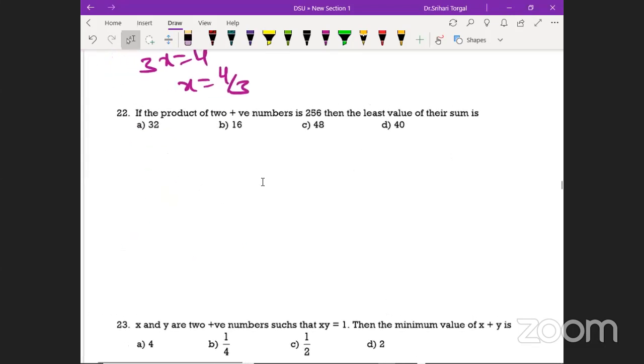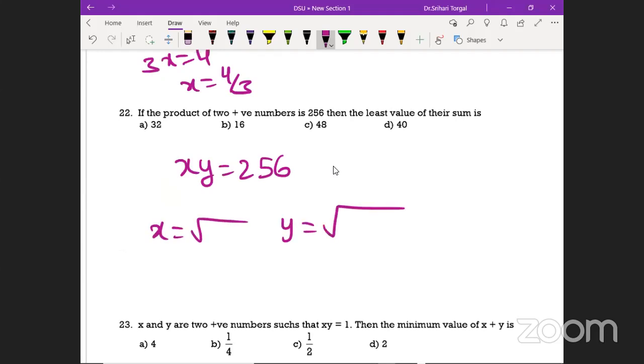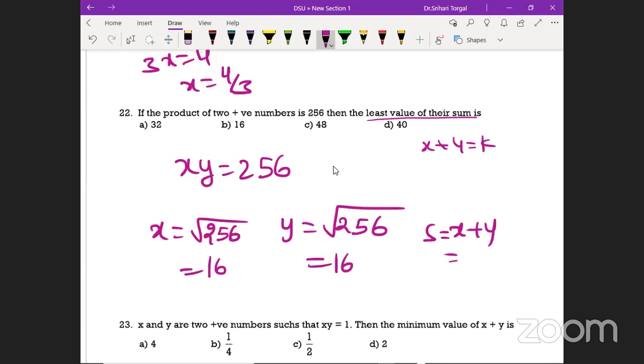Yeah. Next problem. If the product of two positive numbers is 256, when you take a product, to get the value of x and y, you should put the square root. When it is a sum, you have to divide. What is the least value of their sum? x plus y, 16 plus 16, 32 is the answer. Got it?